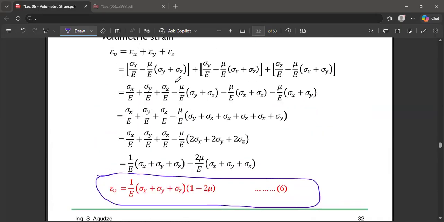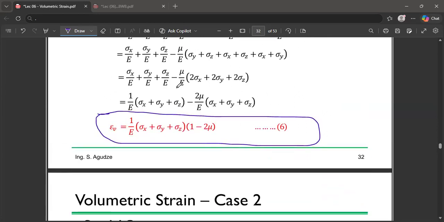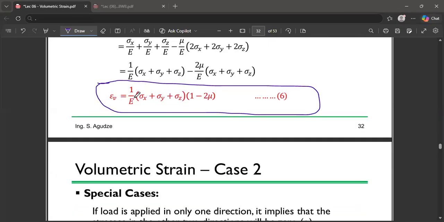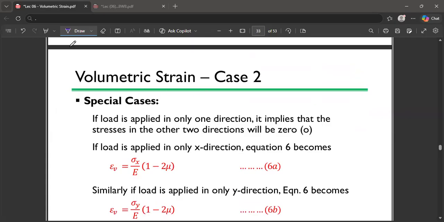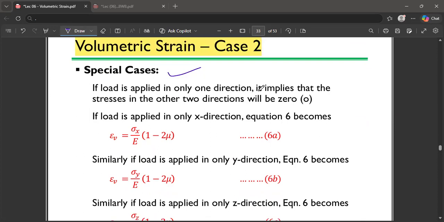If you want to prove the formula now, you realize that it's going to take a lot of time. But for our study, we just need the formula to be able to understand the question and then solve to get the answer. So for the volumetric strain in case 2, this is the formula we are going to use. Let's quickly go through these special cases. We are still under case 2. And since we're under case 2, let's look at these special cases. If load is applied in only one direction, it implies that the stress in the other two directions will be 0. If load is applied in only x direction, equation 6 becomes this.